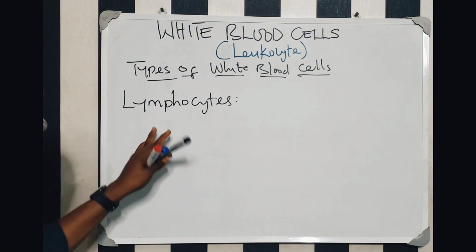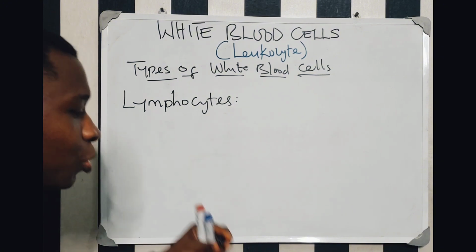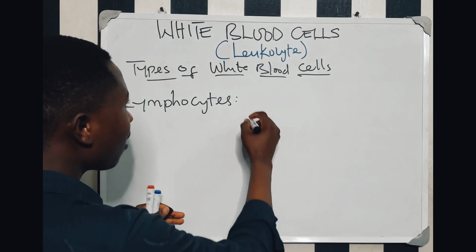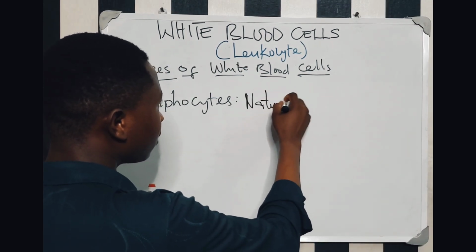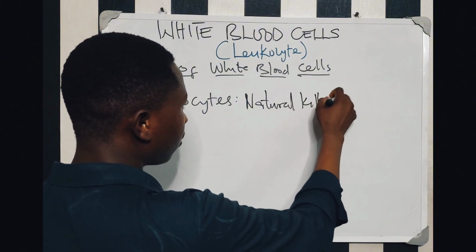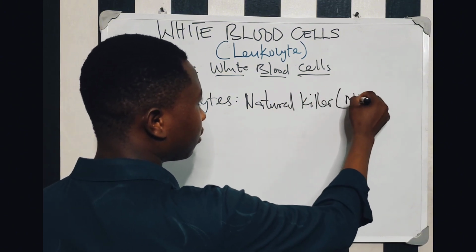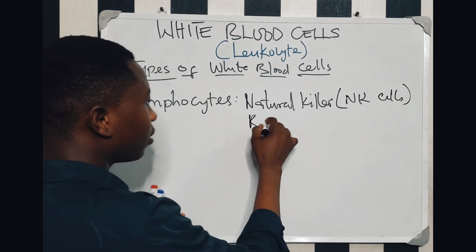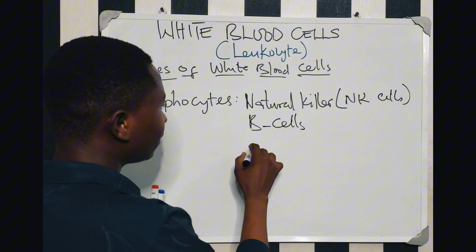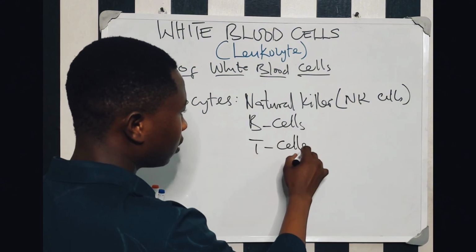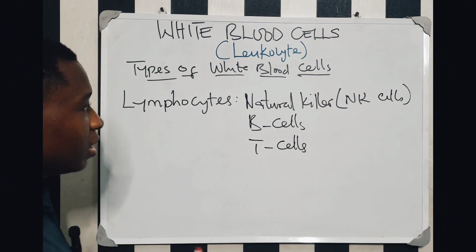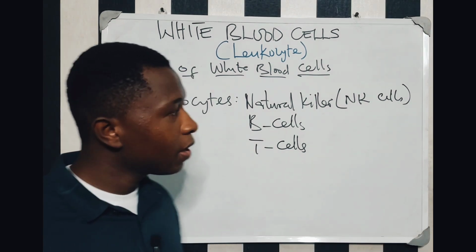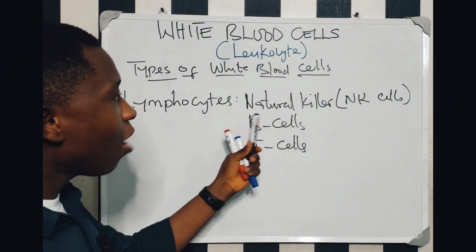Now, talking about the lymphocyte, there are actually 3 basic types of lymphocytes. We have the natural killers, also known as the NK cells. We have the B cells, and we have the T cells. Now, all these, they act differently. Okay, now the natural killer, how it acts.